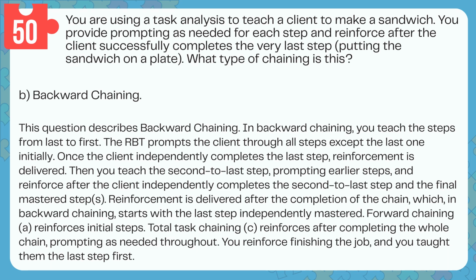Forward chaining, A, reinforces initial steps. Total task chaining, C, reinforces after completing the whole chain, prompting as needed throughout. You reinforce finishing the job, and you taught them the last step first.